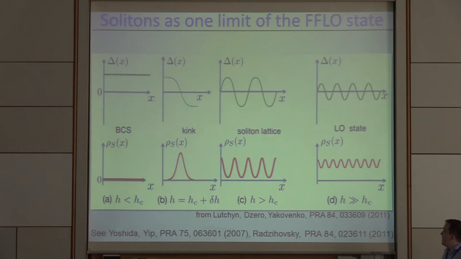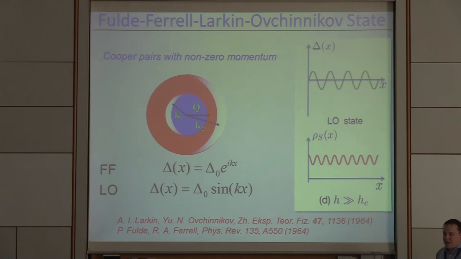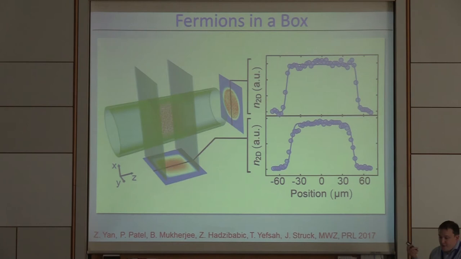Now you see one problem. The density for this gas has to be really constant, otherwise you will have different spatial periods in different regions of your trap, and that's terrible. If you're after seeing this full Fulde-Ferrell-Larkin-Ovchinnikov phase, you have to make sure that your density and also your spin imbalance is constant across the trap. So we had to give up the harmonic trap that we liked so much, these laser traps, and go into a box, fermions in a box.